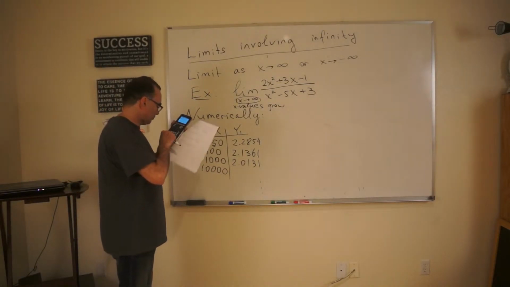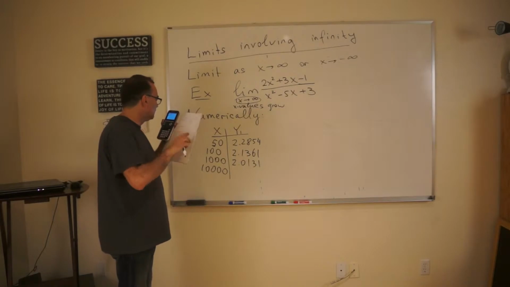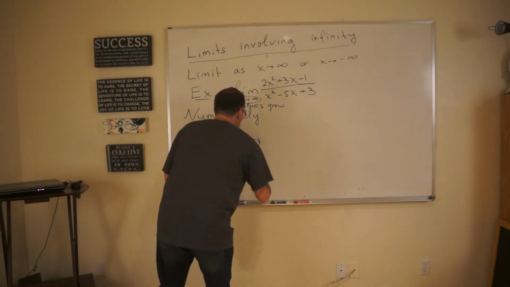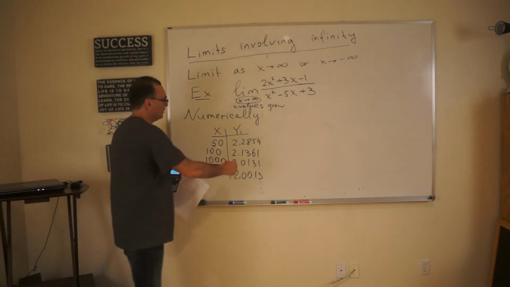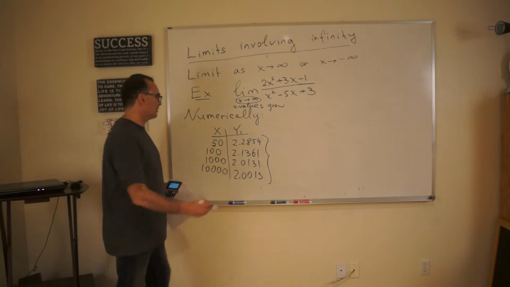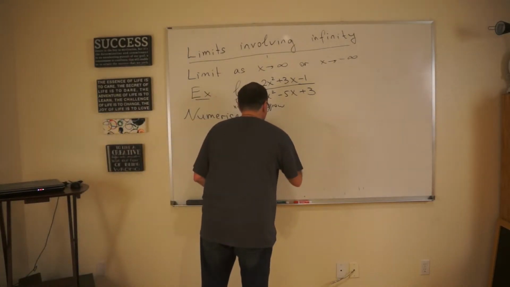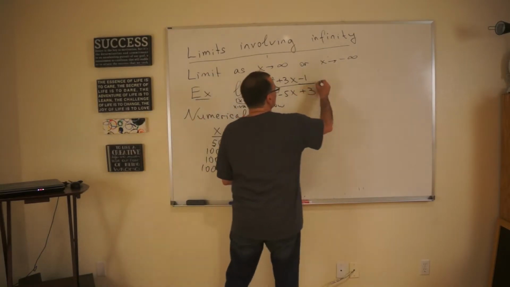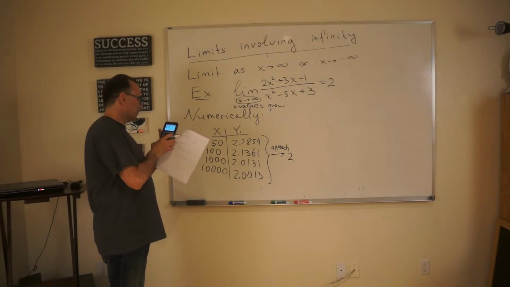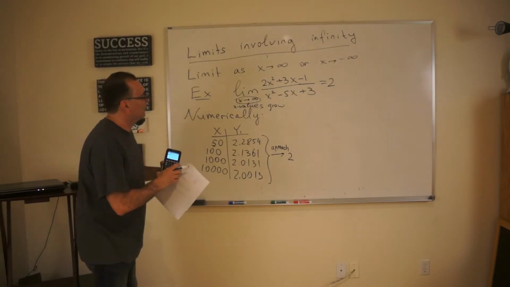10,000. So the answer is 2.0013. And from here it's quite clear. This number is very close to 2. So we can tell by watching these function values that they approach 2. And that's why the value of this limit is 2. So this is how to calculate this limit numerically.